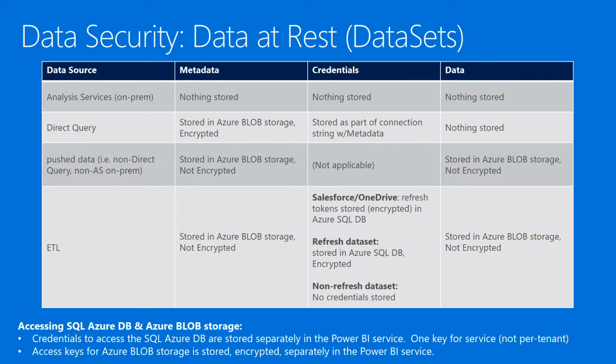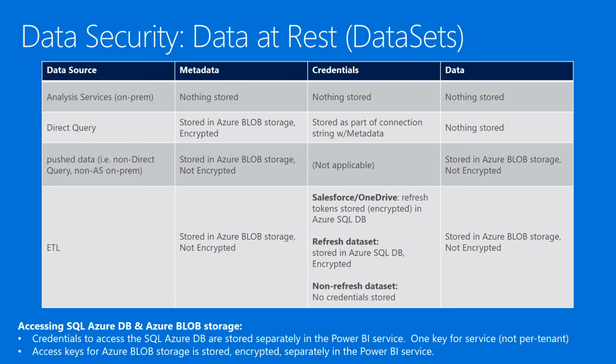I apologize, I hate using tables in slide decks, but this is a 300-level session, so I figured you guys want one thing to take a picture of, and this should be it. So, data at rest. On the left-hand side column are the 4 data source interaction models that we have. Across the columns, we have the metadata of that particular set, what we do with the credentials, if at all, and the data itself. So I'll read across each row.